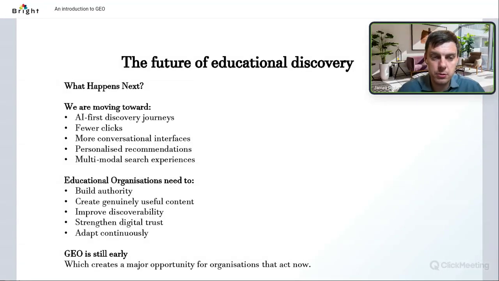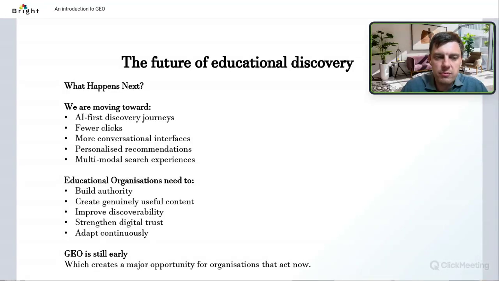People are wanting more conversational interfaces, and therefore you're going to need to be updating content to be more conversational. They want personalized recommendations and information. So those clusters of topics are going to be really important so that they can get multiple parts of a question answered from the same source. And people are also wanting a search experience that gathers information from multiple places.